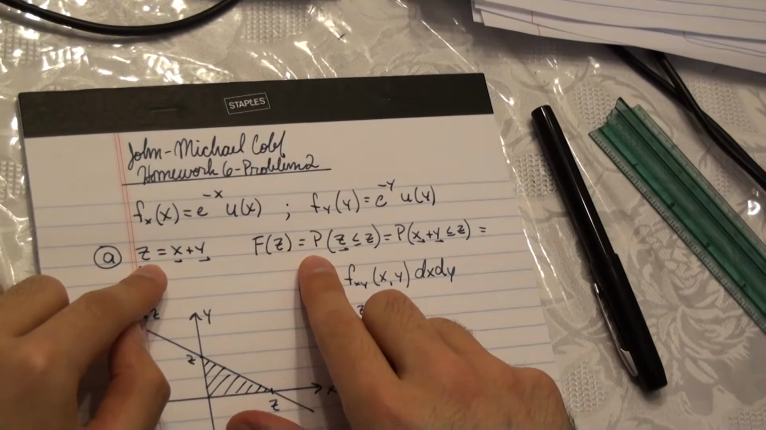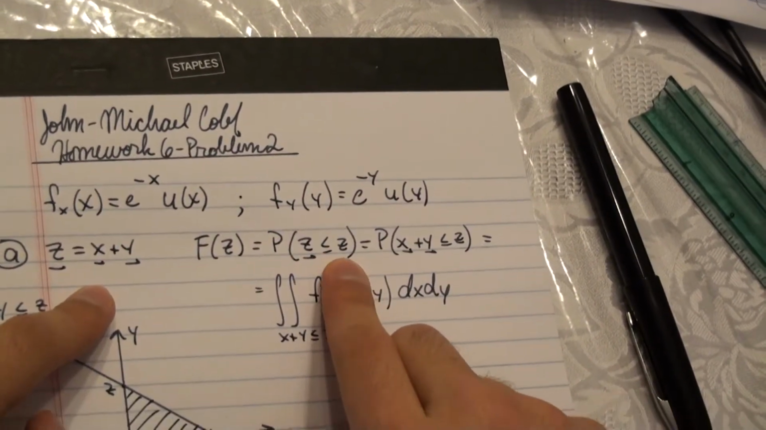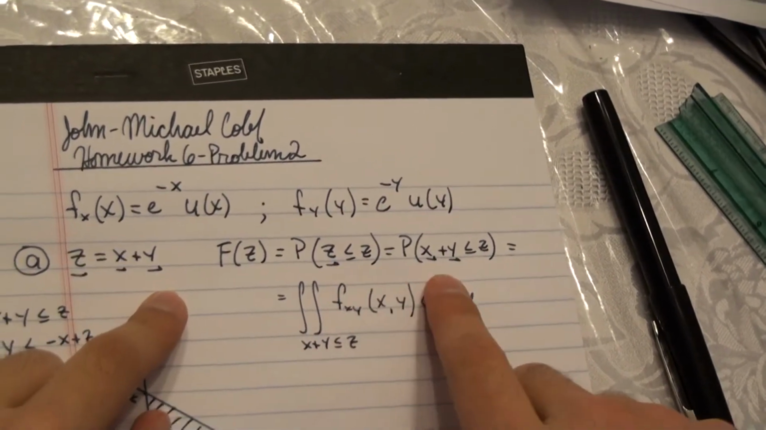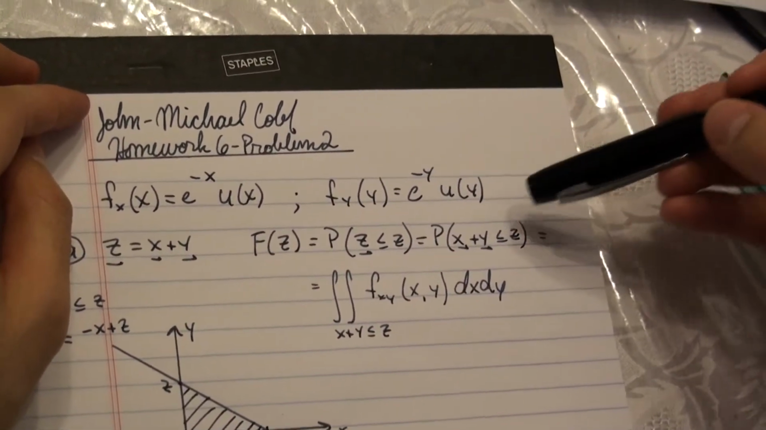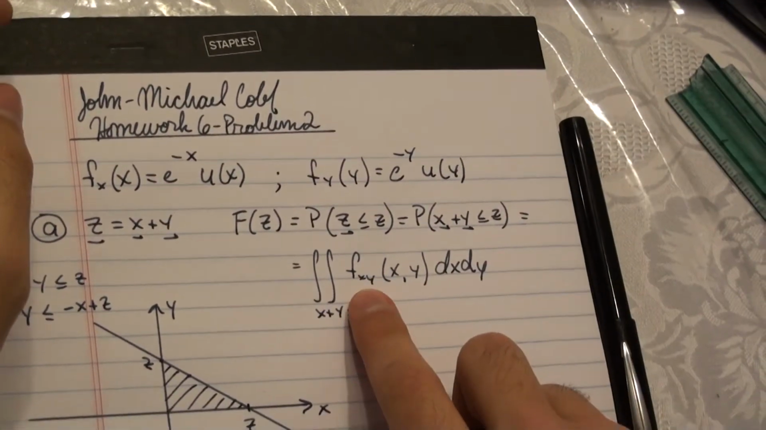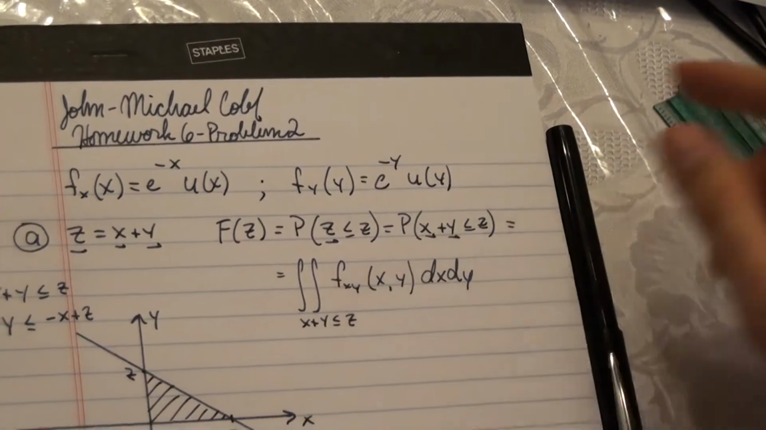That means big F of z equals the probability that the z random variable is less than or equal to z, and we can just substitute the x random variable plus the y random variable in here. So the probability that x plus y is less than or equal to z. And what is that? That's the integral of little f of xy dx dy over this area.